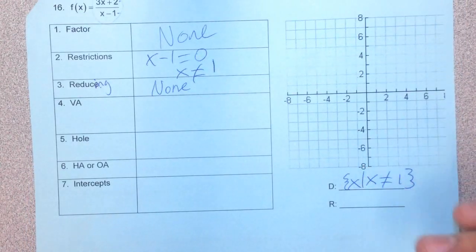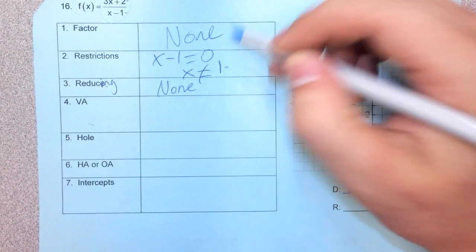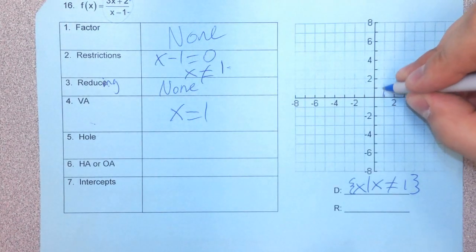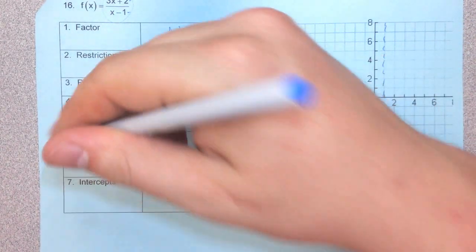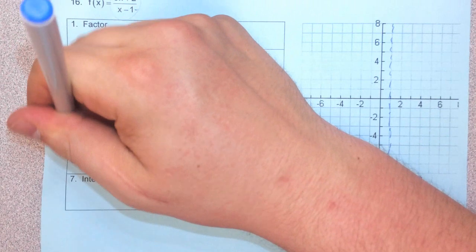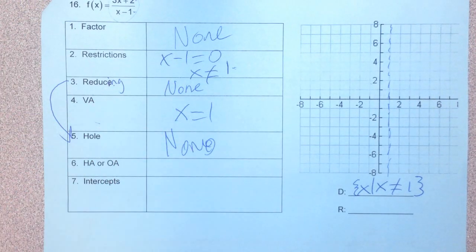Vertical asymptote, that's going to come from our restriction that's left here. So x equals 1 will be our vertical asymptote. And George, you are correct. Number 5 is also going to be a none because there was no reducing. Those two things go together. If you end up reducing something, that turns into a hole. We didn't reduce anything, so there are no holes. Okay, so there are none.